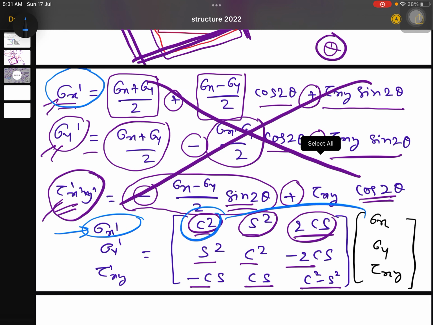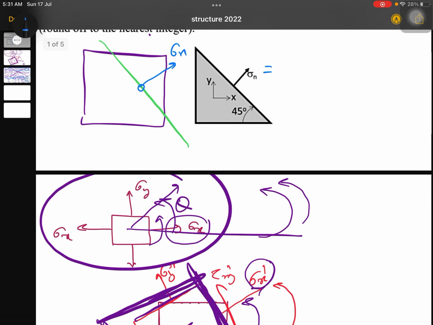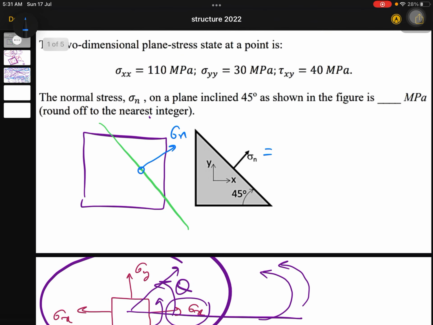So c square you multiply with this, s square you multiply with this, and 2cs you multiply with this. Then you will be opening the formula in this format. But the problem here is that you have cos 2 theta and sin 2 theta, because whatever expression you get from here, you can further solve and convert into this. In your college life you may have done all these things. Okay, no problem at all. Anyway, you have understood that using the formula you will be getting the answer as 1110 megapascal.